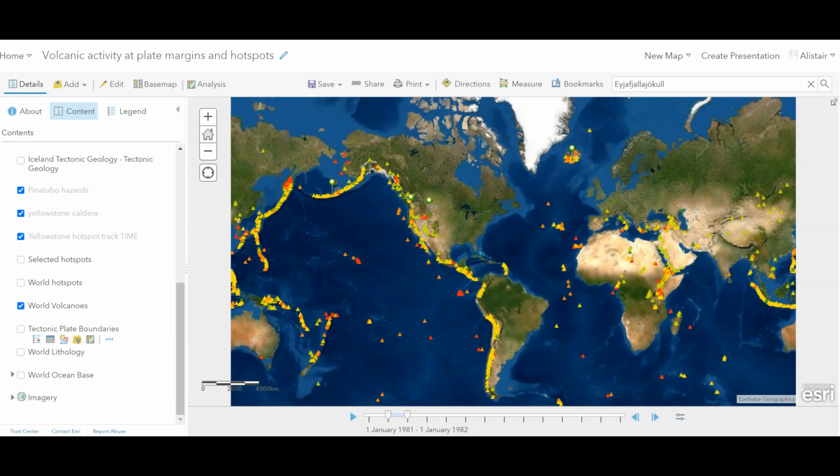In this video, we're going to take a look at volcanic activity at three different main types of locations: the plate margins, which will be mostly constructive and destructive, and something called hotspots, which we'll take a wee look at as we go through.